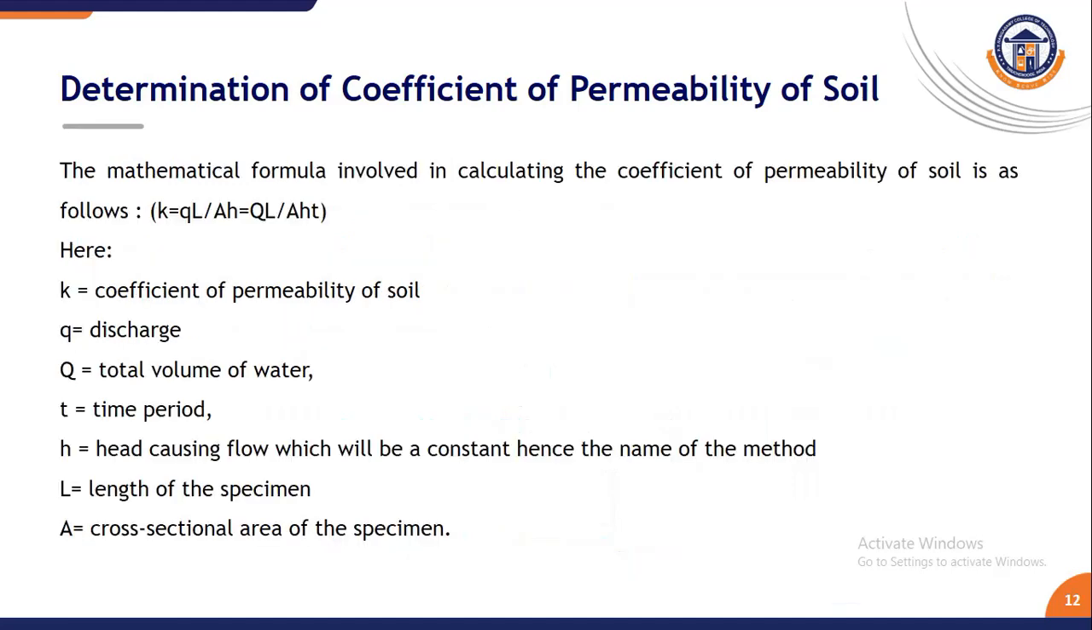This formula is used to determine the coefficient of permeability of soil in the constant head method. K is equal to QL divided by AHT. Here K is the coefficient of permeability of soil, Q is the discharge, and capital Q is the total volume of water collected, and T is the time period. H is the head causing flow, which will be constant, hence the name of the method. L is the length of the specimen, and A is the cross sectional area of the specimen.